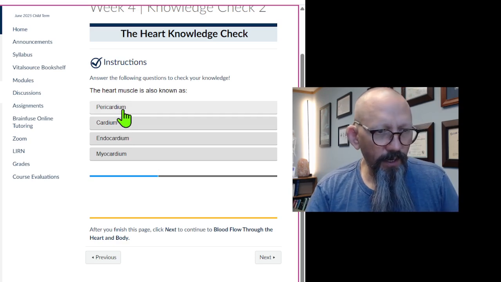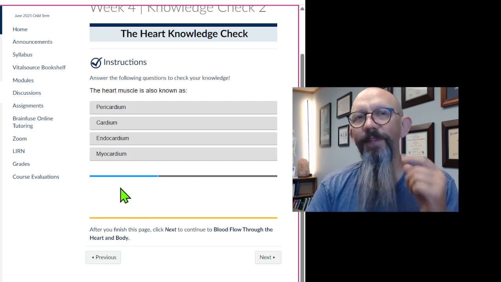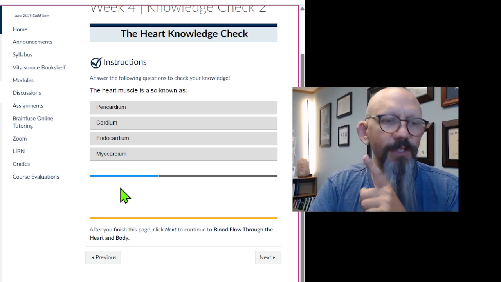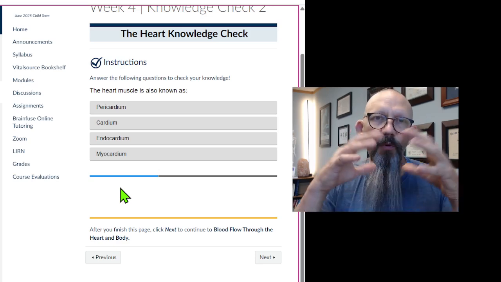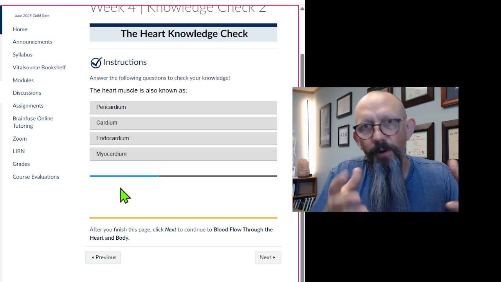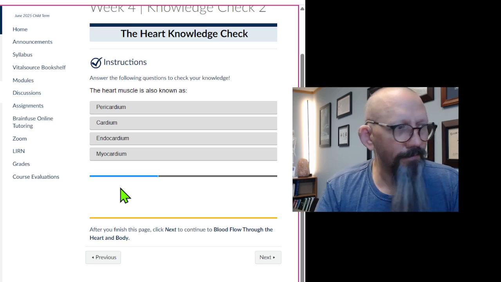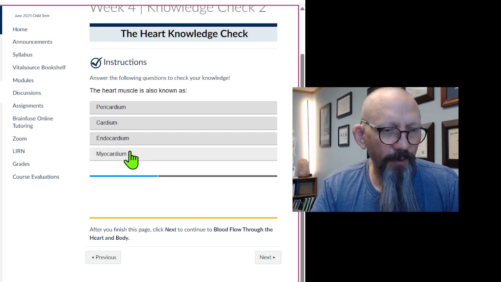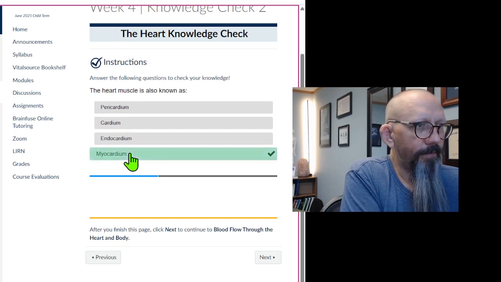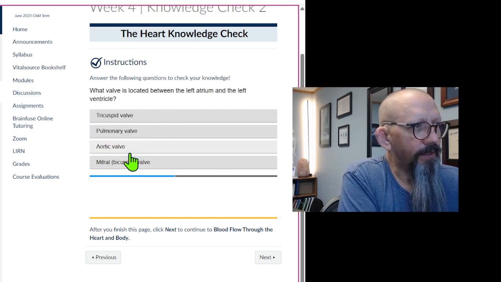So let's see. The heart muscle is also known as the... See, this is a trick one, because cardium means heart. Pericardium means around. Peri, right? Perimeter, around the heart. Endocardium means inside the heart, and myo means muscle. So this one's got to be a muscle, right? The next one, let's see what it says here.